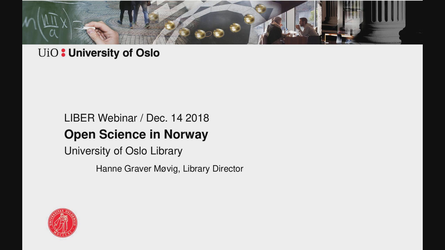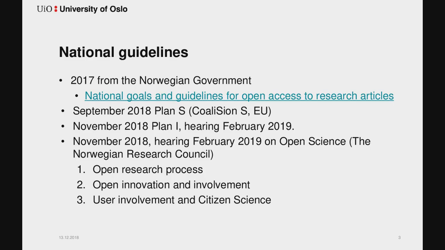But first of all, in 2017, the government released the national guidelines for open access in Norway. Finally, we had the political will we needed to anchor our local policies and also to be able to make long-term plans. I have attached the link above. As you all know, Plan S was released in September 2017, and the government and the Norwegian Research Council have committed Norwegian universities to the principles in the following plan for implementation.